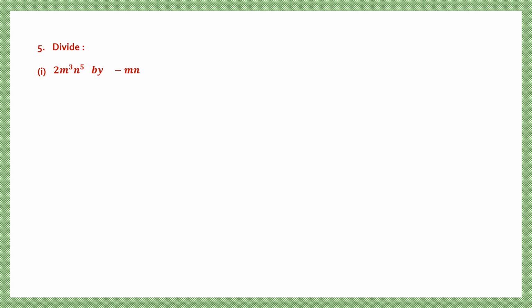So here, question 5, we are dividing a monomial by a monomial. So in this case, we're going to write it as a fraction. So first step, let's write it down. 2m to the power of 3, n to the power of 5 divided by minus mn. So here, let's give this a sign. Let's first work on the signs. Plus into minus is minus. Then the number is 2. We don't have any other number.